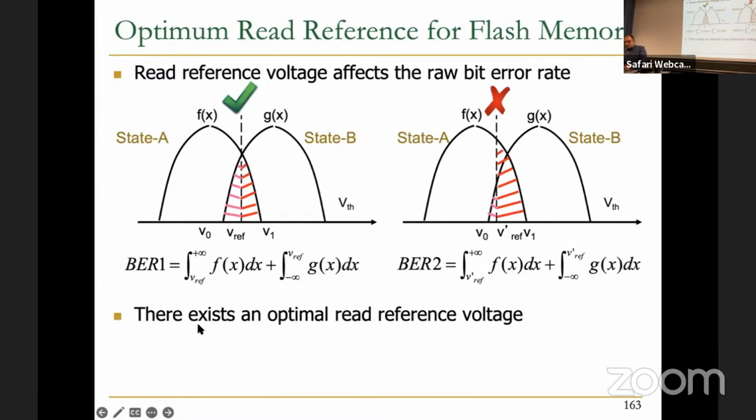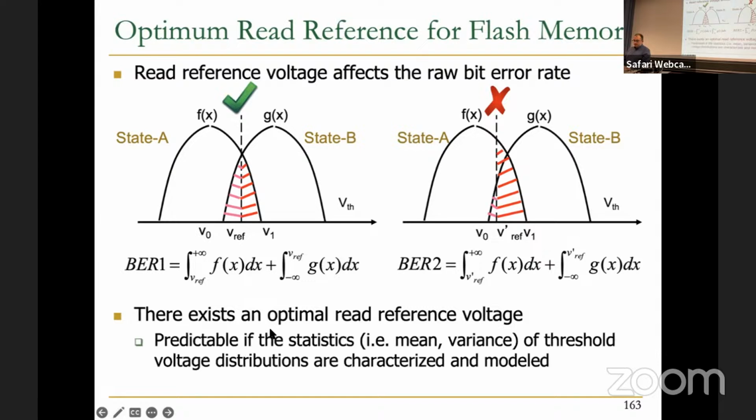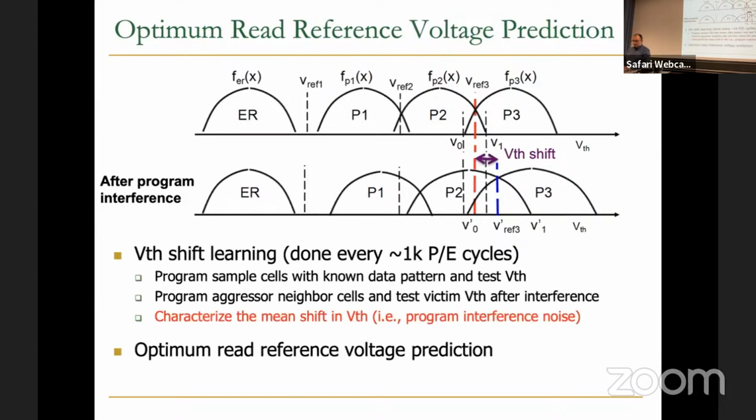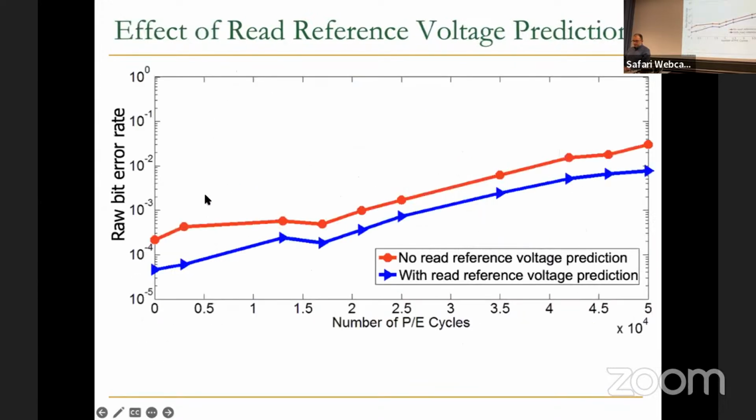So ideally, there exists an optimal read reference voltage. Later on, we're going to see that this optimal read reference voltage actually also depends on every cell. But here we are looking at the flash page at a high granularity, or let's say at the flash block level. But you can also do a more fine-grained study that we're going to see. Essentially, there should be one optimal read reference voltage, and we want to predict that with our model and then access our flash memory using that optimal read.